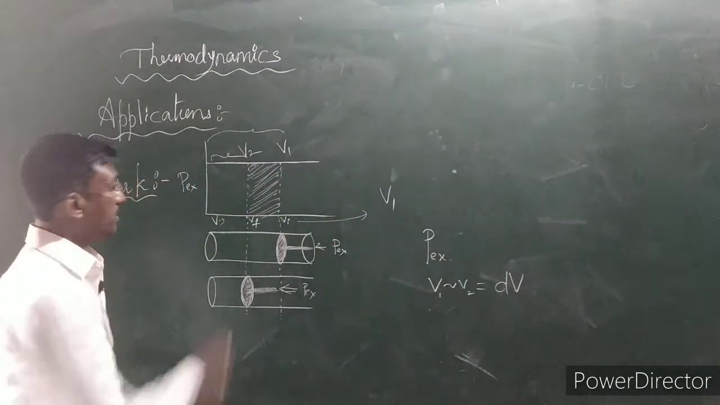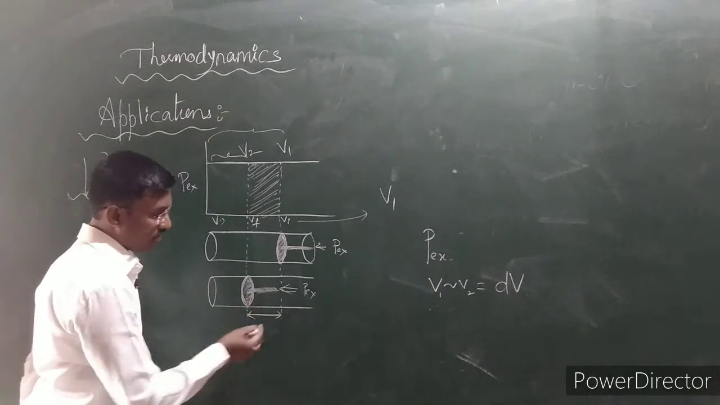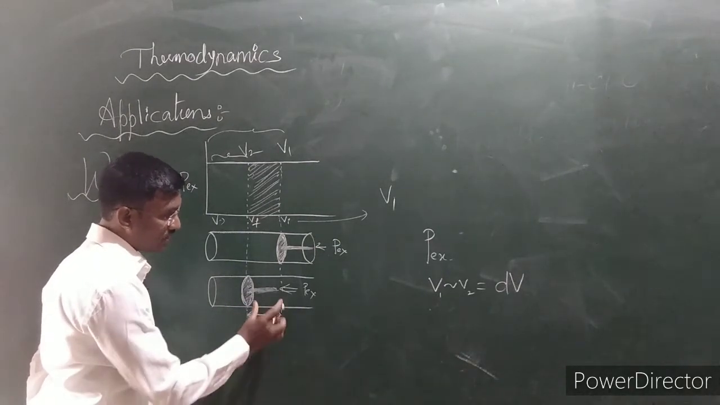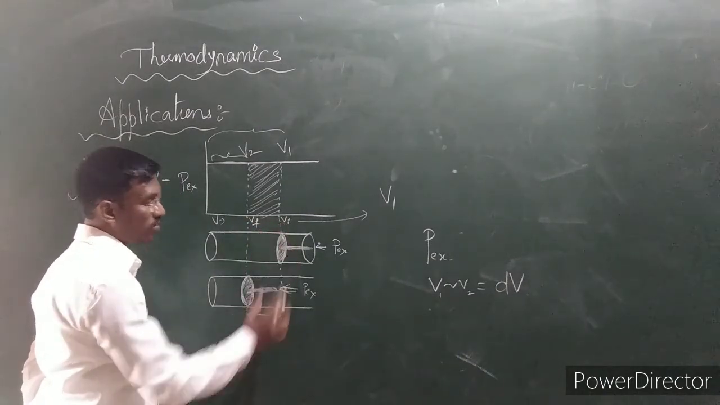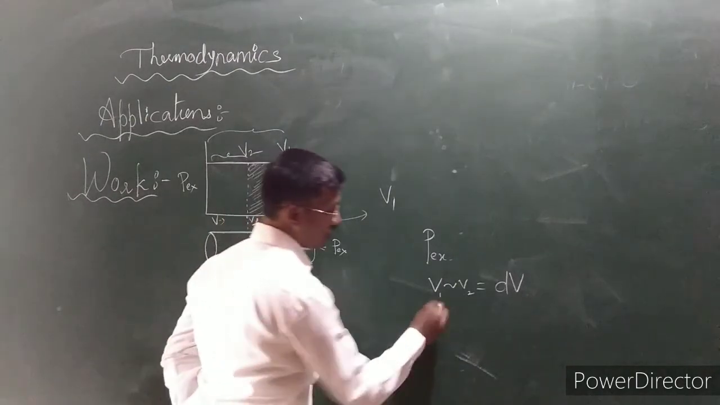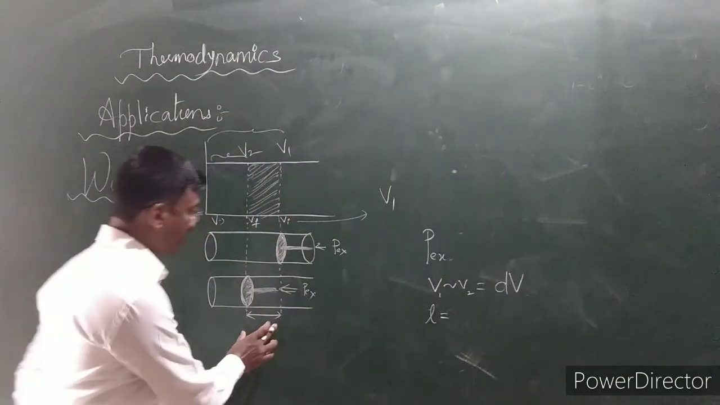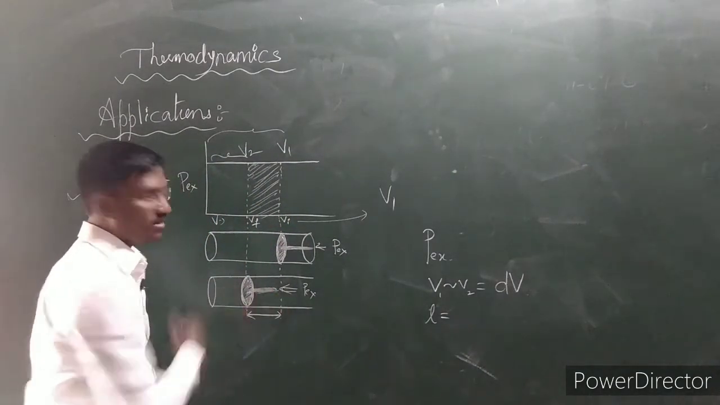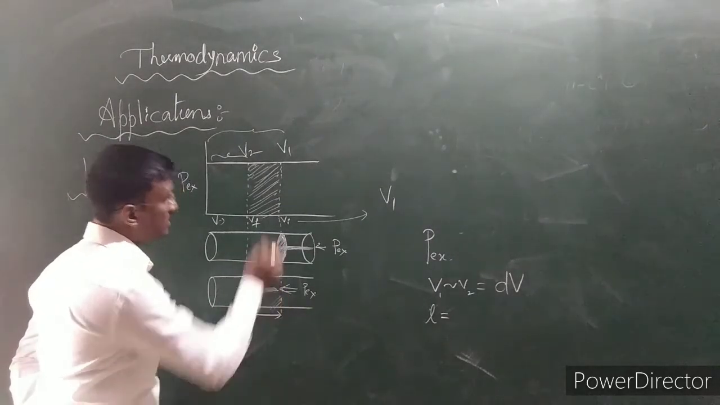Using this dV, it can also be calculated by another method: the length the piston moved from the initial volume Vi to the final volume Vf. How much the piston is moved is called the length. L is nothing but the length covered by the piston in the cylinder, and we can also calculate the area.